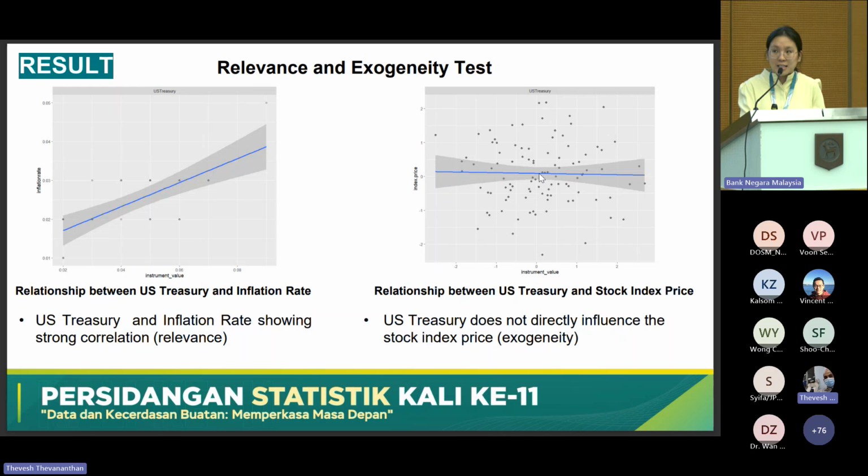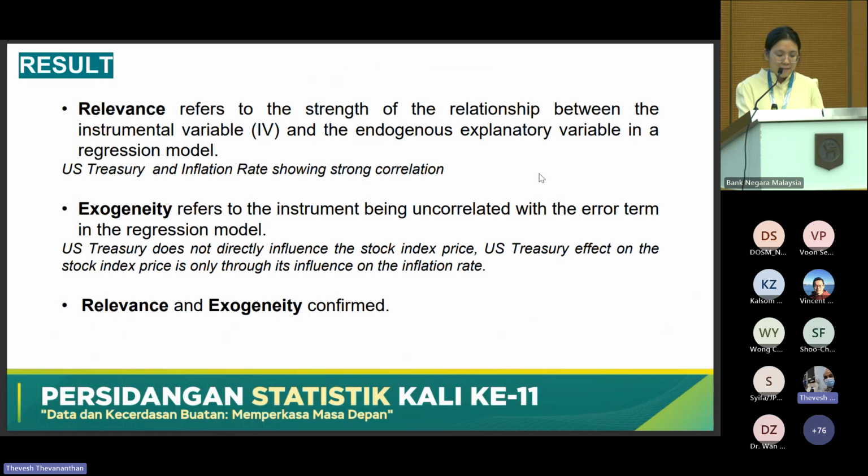For the relevance and exogeneity test, the first output showed a strong correlation between the US Treasury and the inflation rate, so the relevance is confirmed. While the second output showed the US Treasury yields do not directly influence the stock index price. Relevance refers to the strength of the relationship between the instrumental variable and the endogenous explanatory variable in a regression model. Exogeneity refers to the instrument being uncorrelated with the error term in the regression model. For the second output, US Treasury does not directly influence the stock price index, but only through its influence on the inflation rate. This confirms the exogeneity. As a result, we can conclude that the relevance and exogeneity are confirmed.